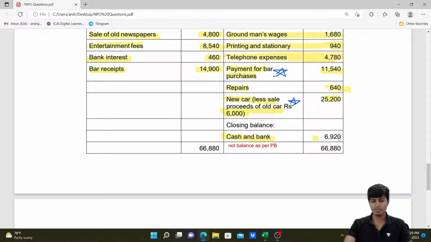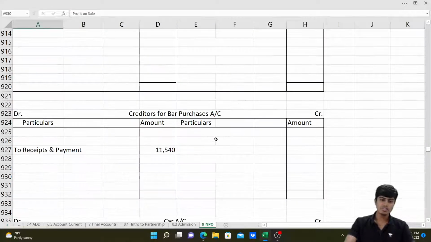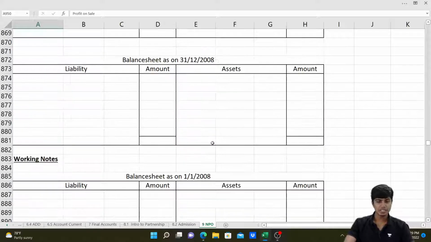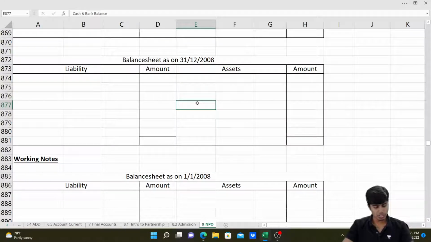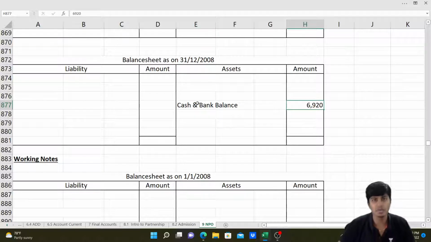Closing balance of cash and bank 6,920. This will come in our closing balance sheet. See, balance sheet as on 31st December 2008. I'll write cash and bank balance 6,920 rupees only. Got it?